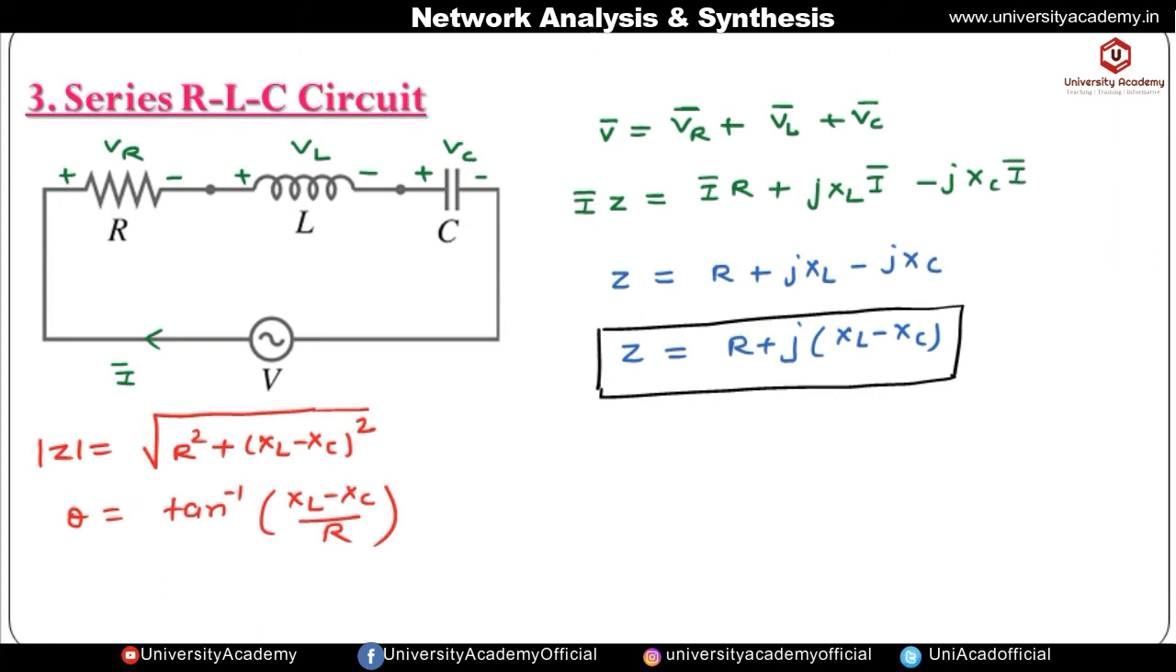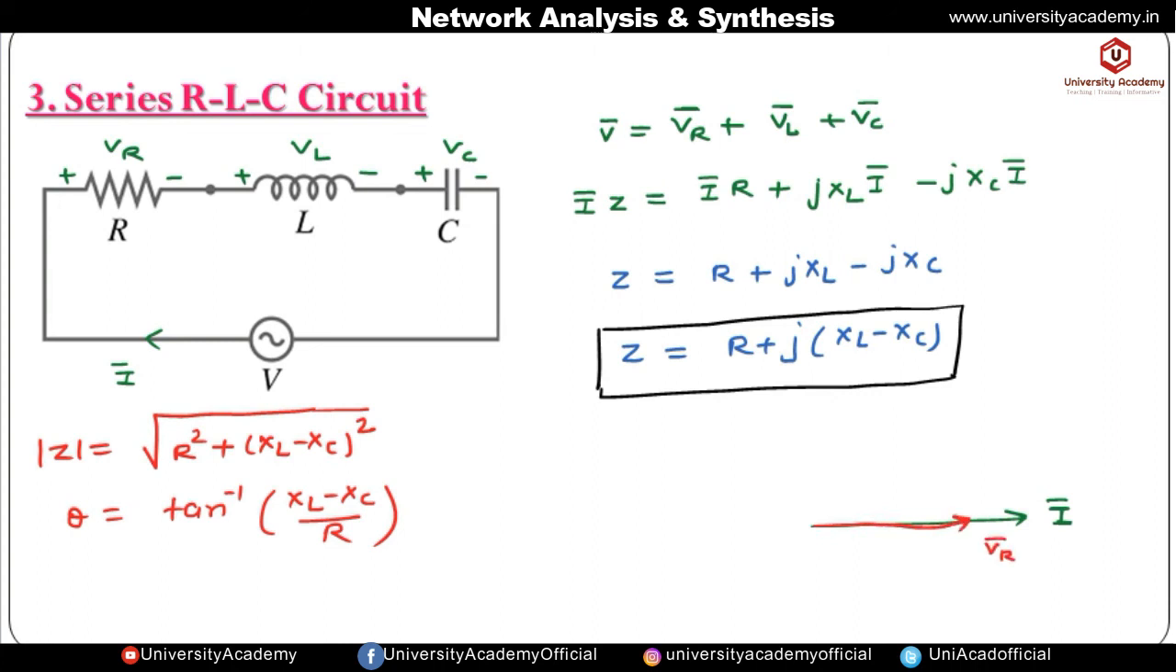Now let us draw the phasor. Again this is a series RLC circuit, so we will take the current as the reference phasor. So this is the I phasor, and VR is the voltage drop across the resistance, so it will be in the same phase with the current. So this is the VR phasor.